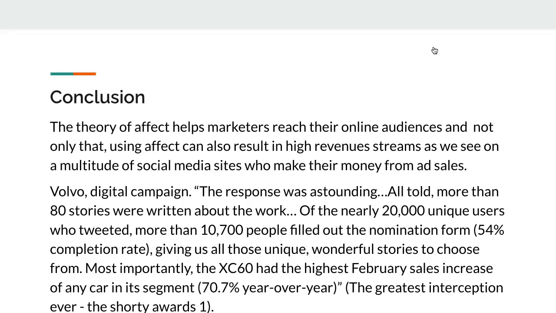Most importantly, the XC60 had the highest February sales increase of any car in its segment at 70.7% year over year. So not only are they getting media impressions and media engagement, effect is really helping the marketers reach the online audiences, and it's helping these companies make money. And so that's everything.